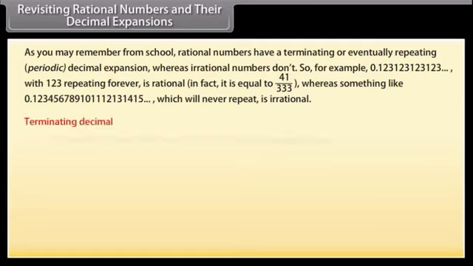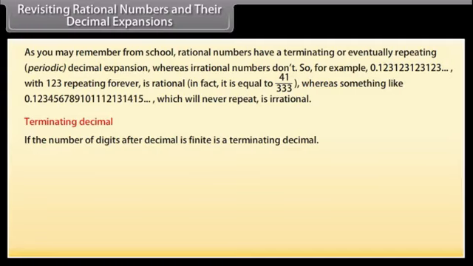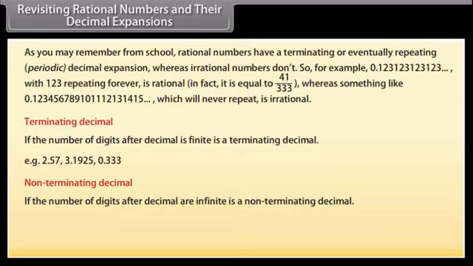Terminating decimal. If the number of digits after the decimal is finite, it is a terminating decimal. Example: 2.57, 3.1925, 0.333. Non-terminating decimal. If the number of digits after the decimal is infinite, then it is a non-terminating decimal.